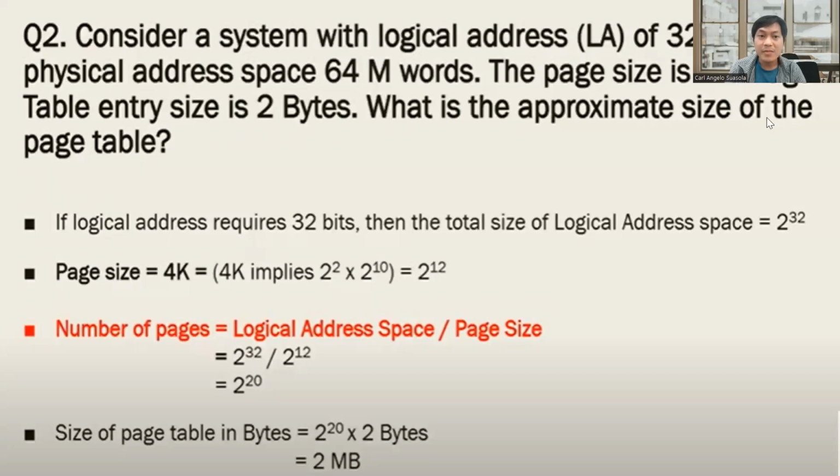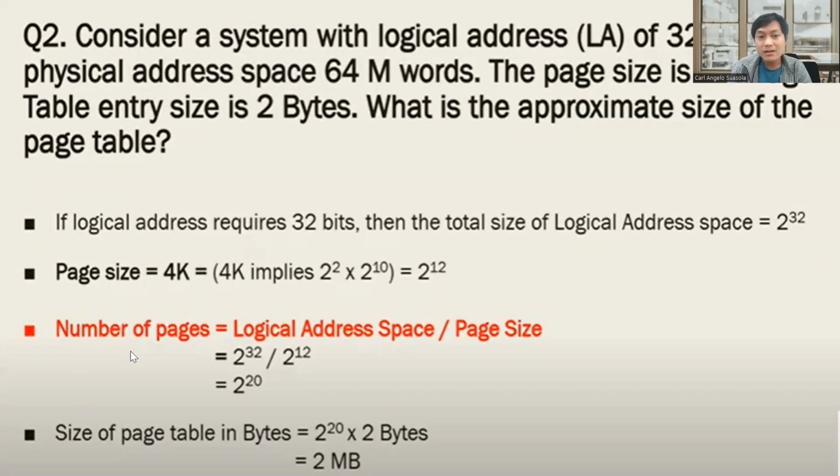So what is the approximate size of the page table? As you can see, the given here is the logical address, which is 32 bits. Then the total size of the logical address space, if we convert that, is 2 to the 32. The page size is equal to 4K, which is 2 to the 2 times 2 to the 10, so we get a page size of 2 to the 12.